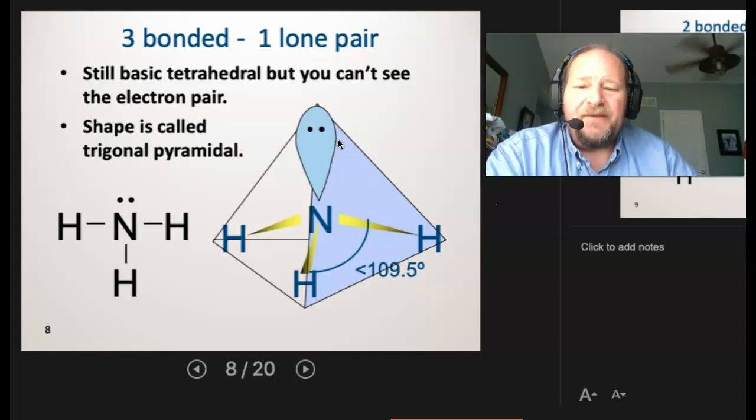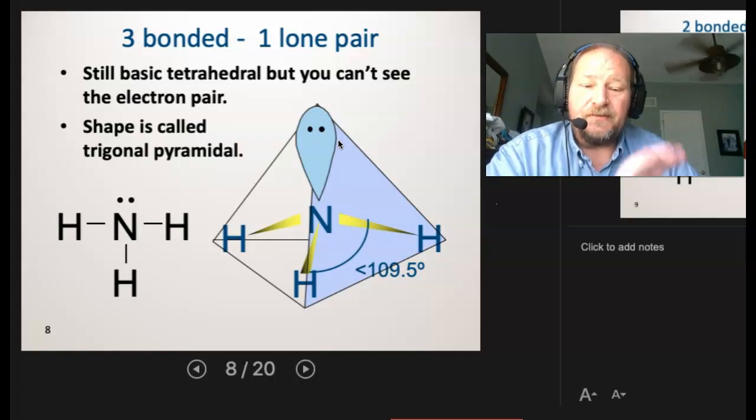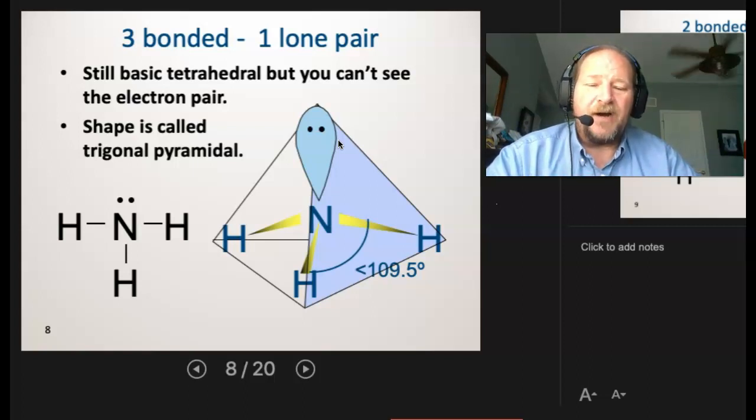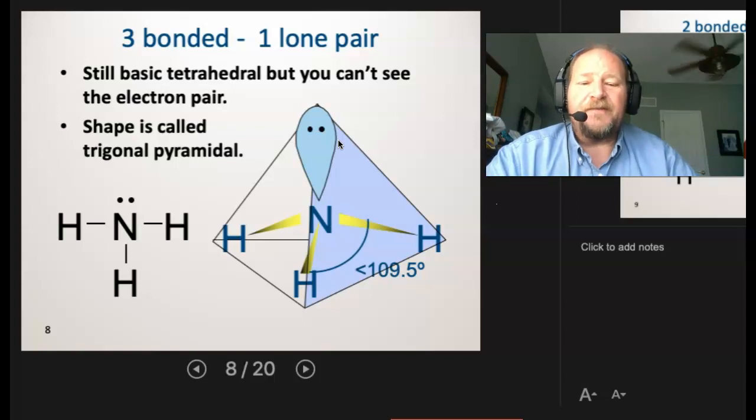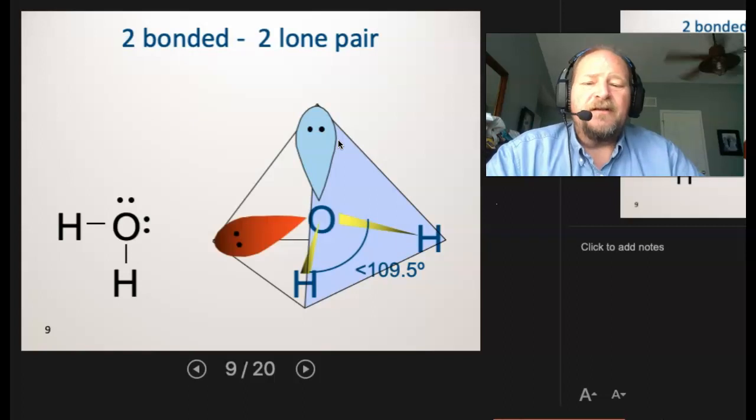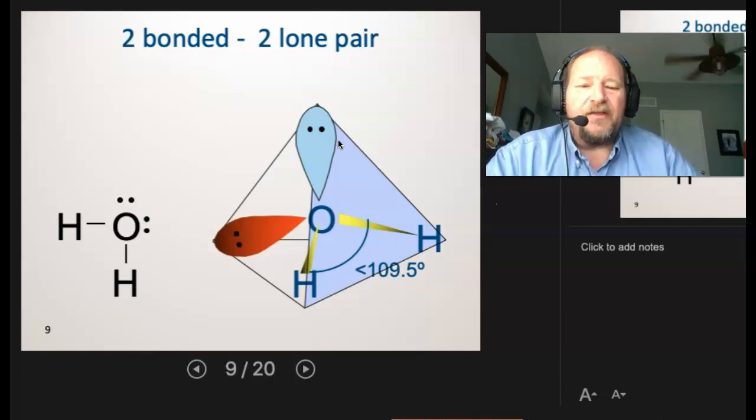So now we have 3 bonded and 1 lone pair, still 4 electron pairs, right? So if we have 4 electron pairs with 4 bonded components, we have a tetrahedral. If we have 4 pairs, but 1 is a lone pair and 3 are bonded, then that's going to be a trigonal pyramidal.